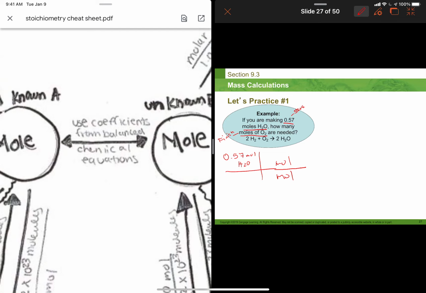All right, and remember, the unit that you start with is at the bottom. The unit that you finish with is at the top. Okay, so the unit that we start with was H2O, so that's going to be at the bottom. The unit that we want to finish is O2, so that's going to be at the top, and we just take in the coefficient. So O2 doesn't have a coefficient, so it gets a 1. H2O has a coefficient of 2, so it gets a 2. So this way we get rid of moles of H2O, and we calculate.